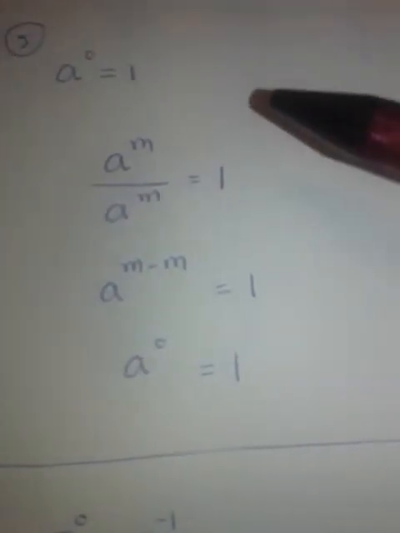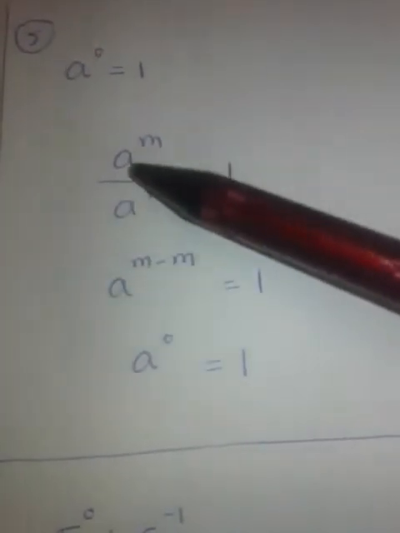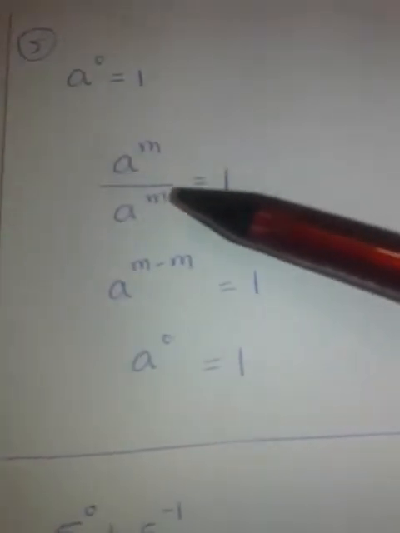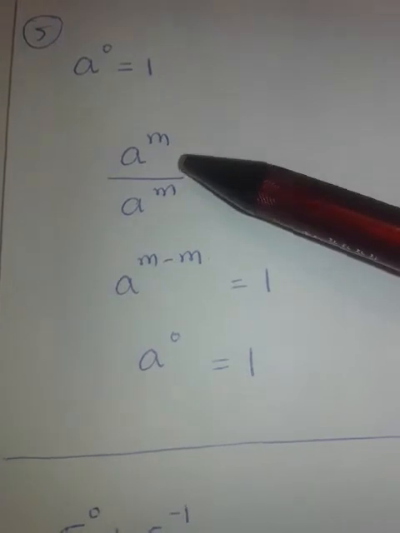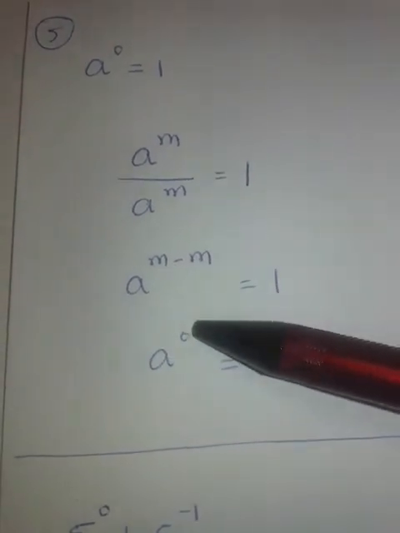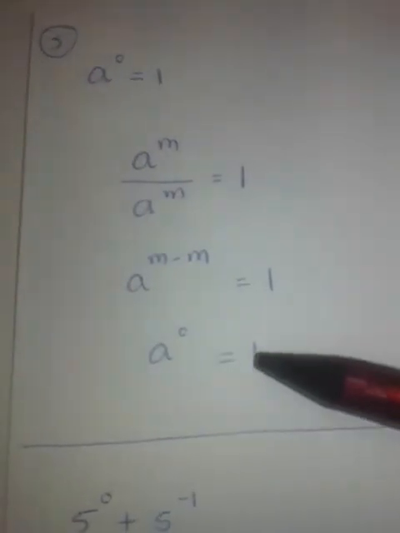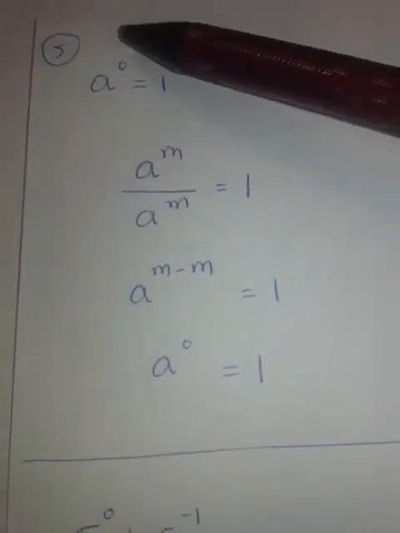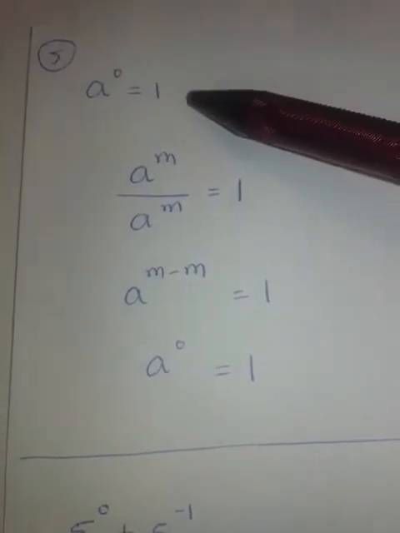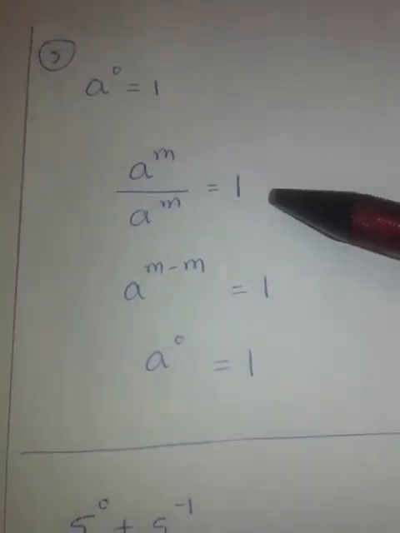But if I apply the rule of indices, the bases are the same. So when I solve, I subtract the indices. So it is a raised to m minus m, which is a raised to 0. But the value is 1. And hence any number raised to 0 is 1.